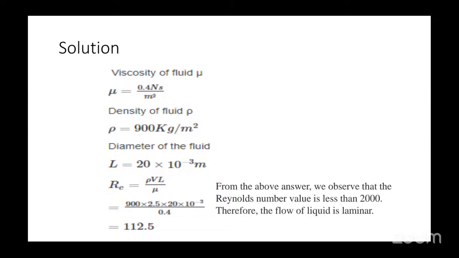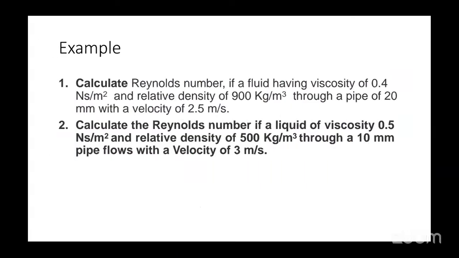So, second example: calculate the Reynolds number if a liquid of viscosity 0.5 Newton seconds per meter square and density of 500 kilogram per meter cube flows through a 10 millimeter pipe with a velocity of 3 meters per second.